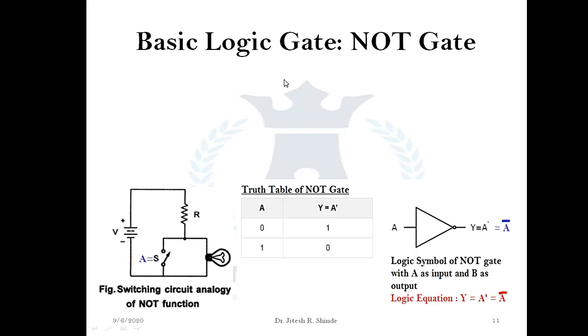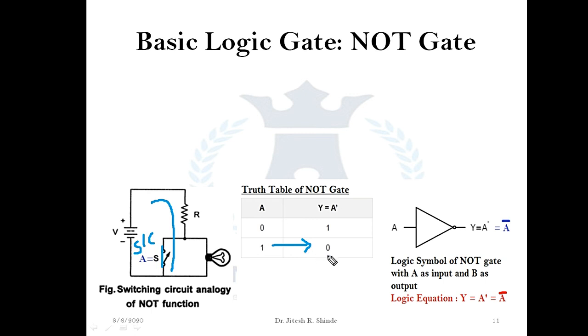Basic logic gate, NOT gate, the last type of basic logic gate. Through the switching circuit analogy, we can observe that if A is equal to 0, switch open, the current will flow in this fashion, means the bulb will get turned on, that is we are getting output equal to 1. But if the switch is closed, this is a short circuited path, and the current prefers the minimum impedance path, and the short circuited path has 0 impedance, so the current will flow in this fashion. No current will flow through the bulb, hence in this case the bulb will not get on, that is y is equal to 0.